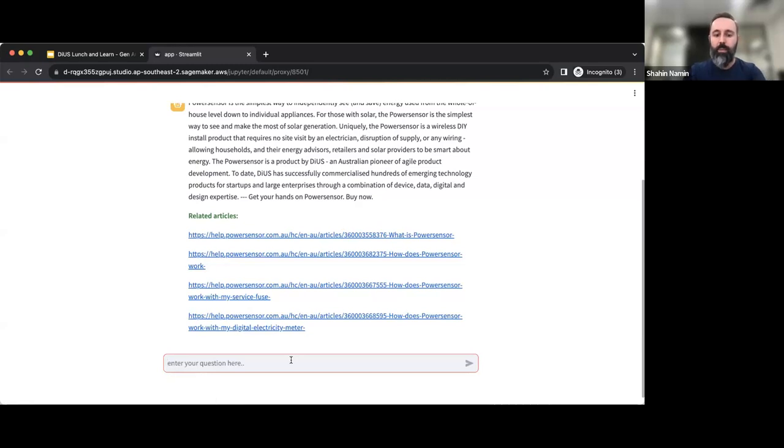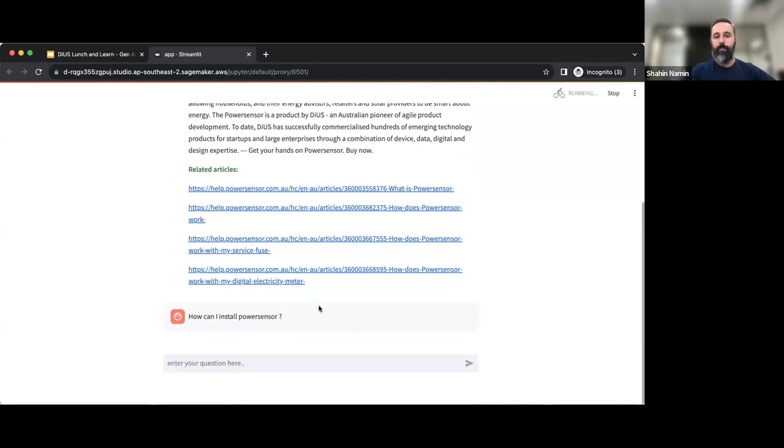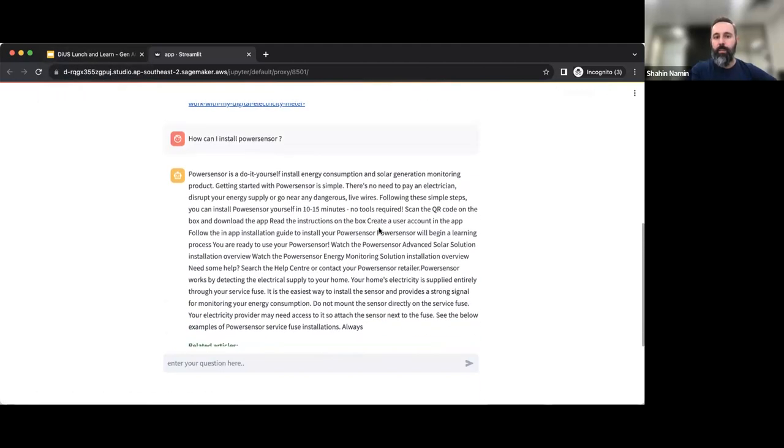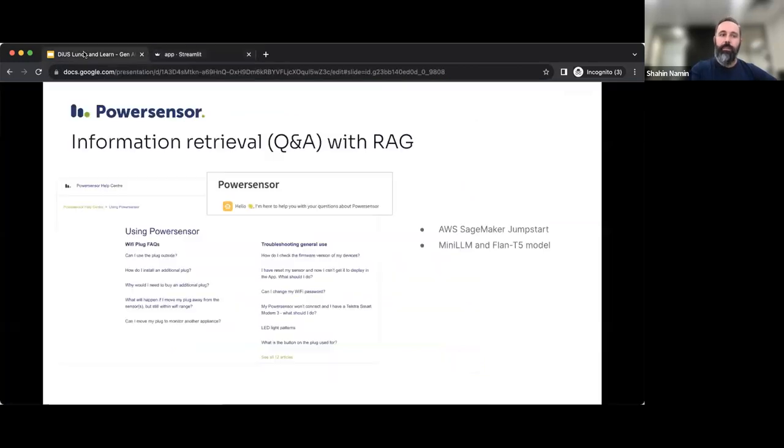So another example is, how can I install PowerSensor? So you get the idea. I move on in the interest of time, but as you can see, again, something to have in mind is that these models are a little bit slow to respond. Let's move on due to time, but it will give you the answer shortly, as you can see. Right. So next.